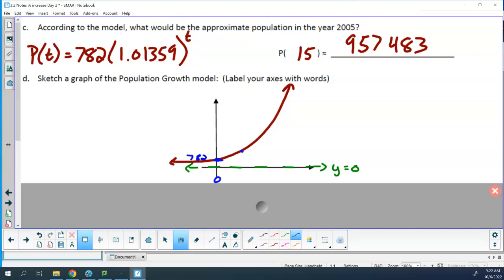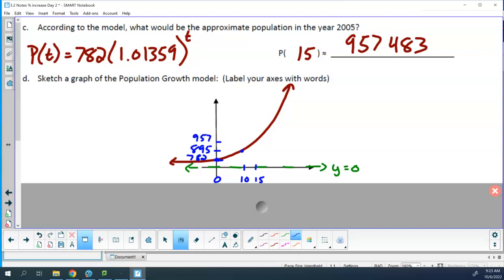Then we went out to about here, correct? And so then this point would be 10, and we would be at how much? 895. Okay. Then we went out to 15, and this was at, we'll say 957, right? Now that's your axes labeled in numbers.